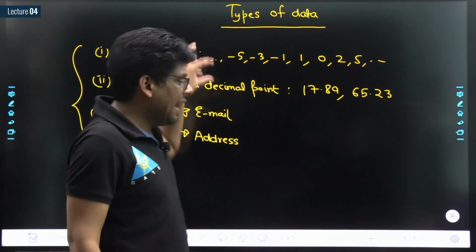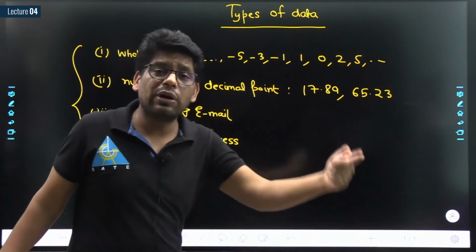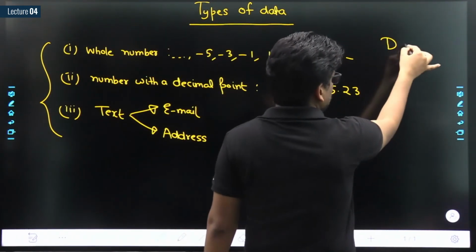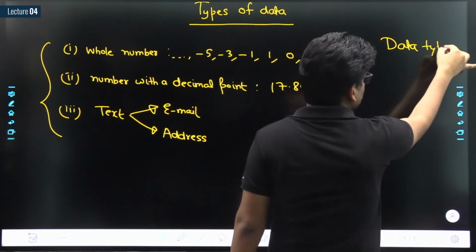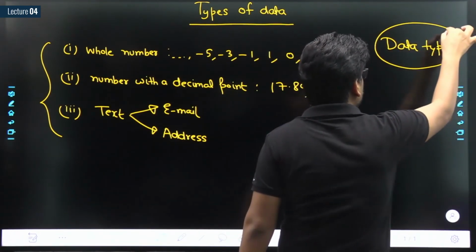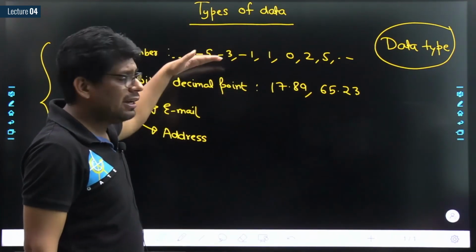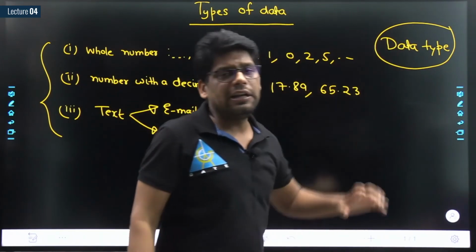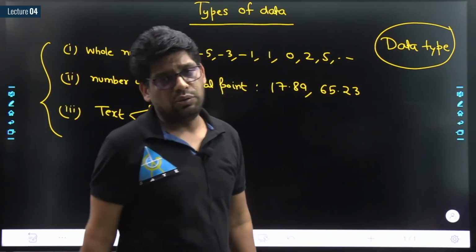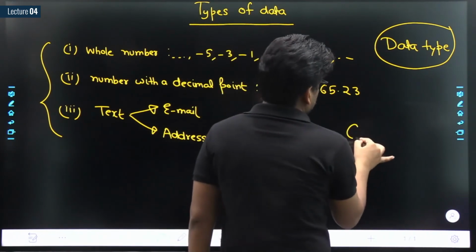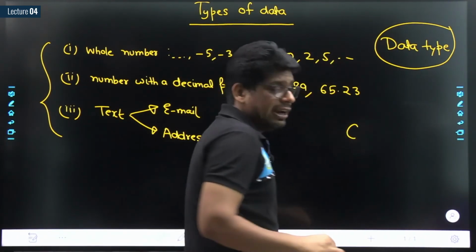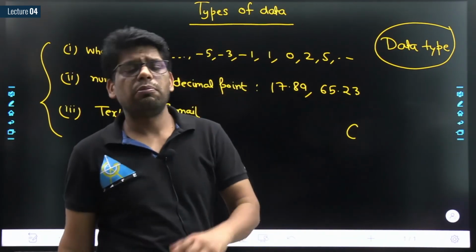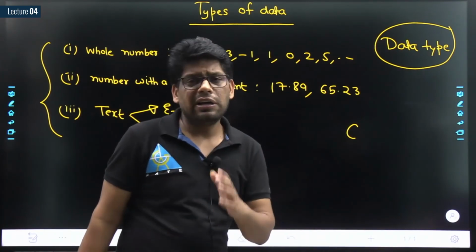But how can we handle different types of data in a programming language? We must have something called a data type in the programming language. In order to handle different kinds of data in our program, we need to understand different data types. So next we will learn different data types in C programming language. We will talk about integers, floats, and other data types.